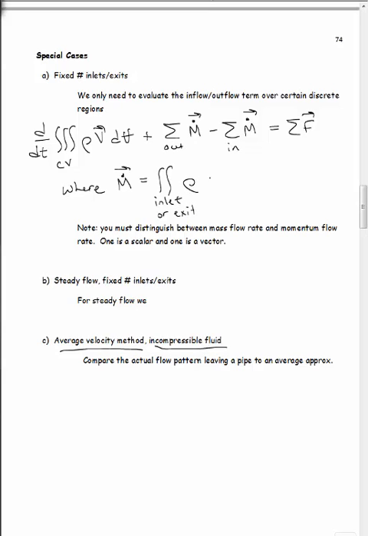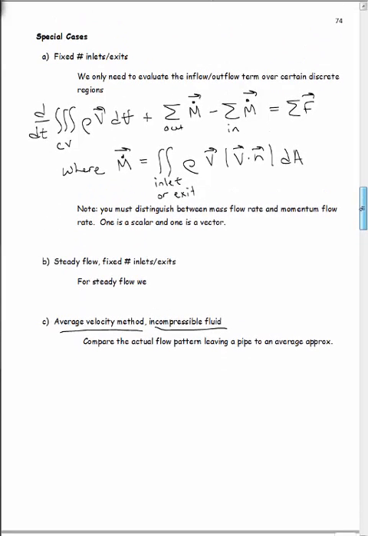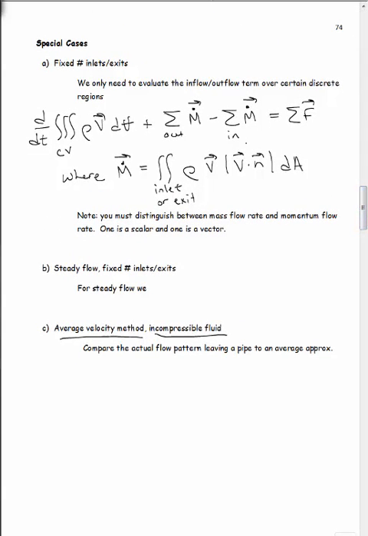And that's going to be your rho times V dot n dA. Okay. So be careful. Don't think that that's mass flow rate. That's momentum flow rate. And you can tell because, first of all, it's a big M, and second of all, because it has the arrow above it, meaning it's a vector. Okay. So that's what we're going to do. Usually use the summations over our inlets and exits.